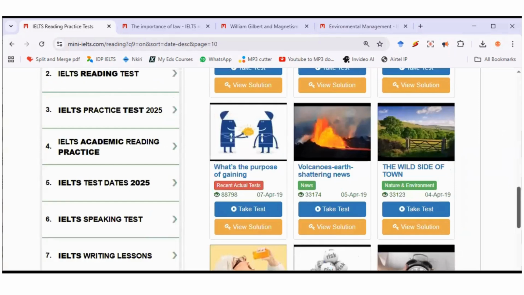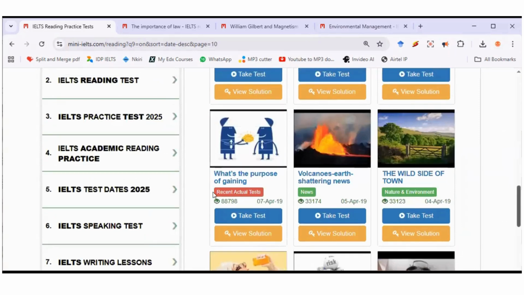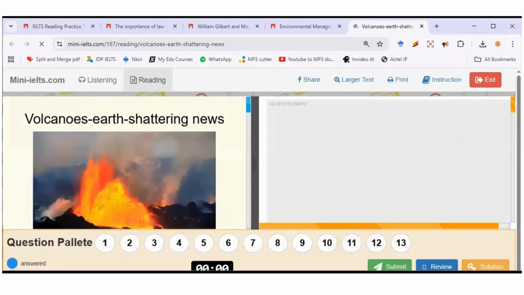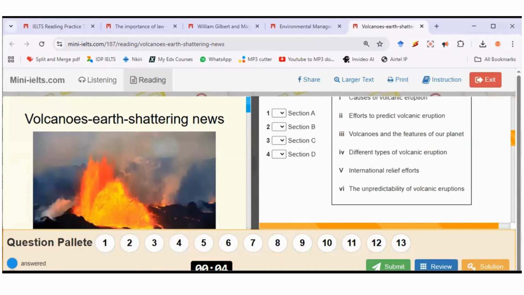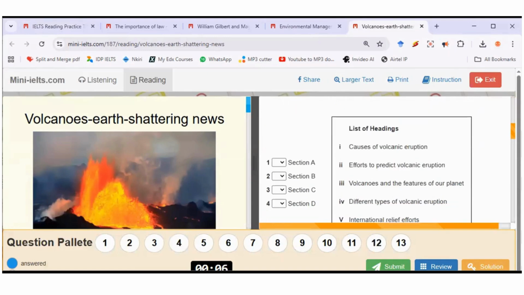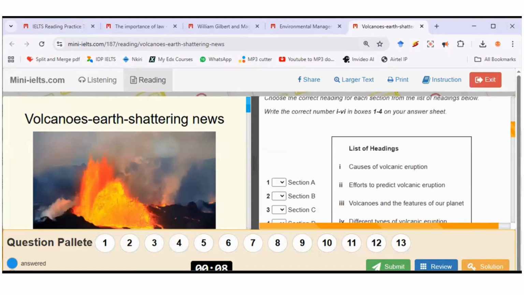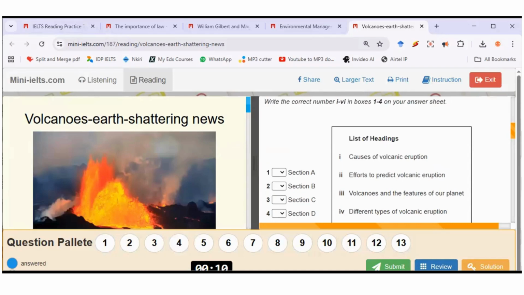So I'm going to pick, let me just pick one. Let me pick this. Okay, let me not do this one. This question looks familiar. Let me see whether matching heading is here. Okay, volcano earth-shattering news. So this is a passage here. You have matching heading questions, your list of headings. Okay, so what is my first step?